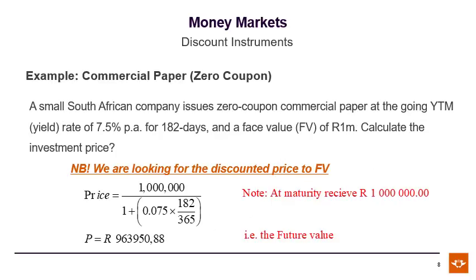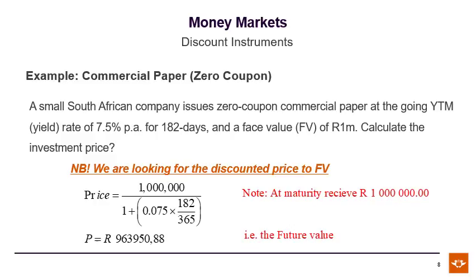So the example for our discounted yield instrument is a zero coupon commercial paper. A small South African company issues zero coupon commercial paper at the going yield to maturity or yield rate of 7.5% per annum for 182 days, and this instrument has a face value or a nominal value of 1 million rand. We are being asked to calculate the investment price, and as we've indicated previously, we are looking for the discounted price to the face value.